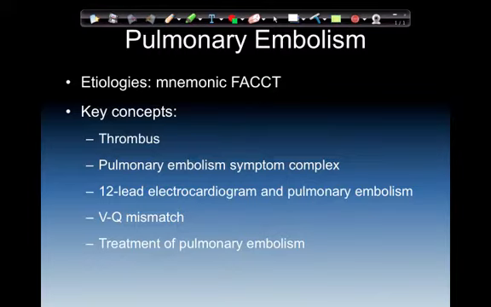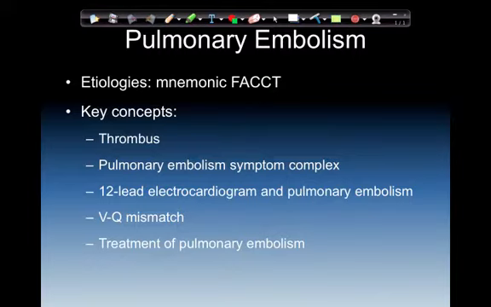A Homans sign, which helps us identify if we might have a DVT, is pain at the back of the knee with dorsiflexion. So we bring the foot up on the affected side, and you'll have pain in the back of the knee. Pulmonary embolism symptom complex: all of a sudden unexplained difficulty breathing or dyspnea, pleuritic type chest pain, and you may have hemoptysis with it, or bloody sputum.